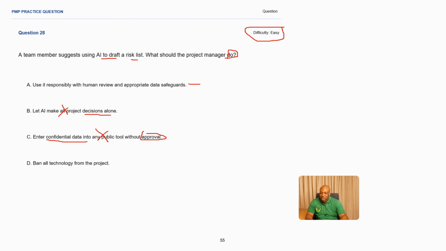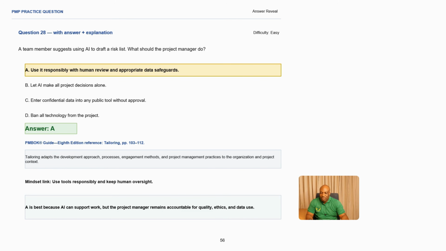You need to ban all technology from the project. You don't do this in a project. If there's a suggestion, you need to evaluate how it is going to add value to the project, making this an incorrect answer. So for this particular scenario, A is the best answer. Use it responsibly with human review. This is very important. AI can give you some answers which might not relate to the context of the project. So you need a human review to make sure that this is correct data that is coming in.